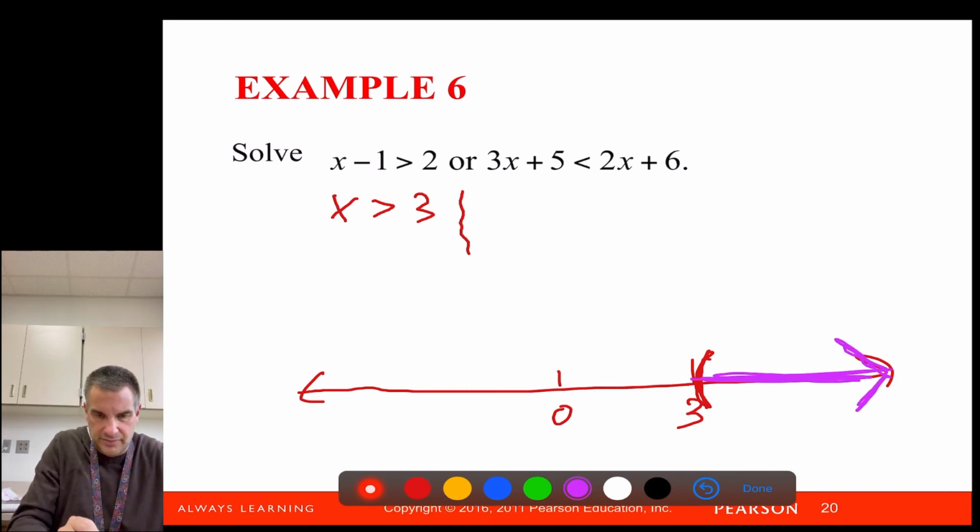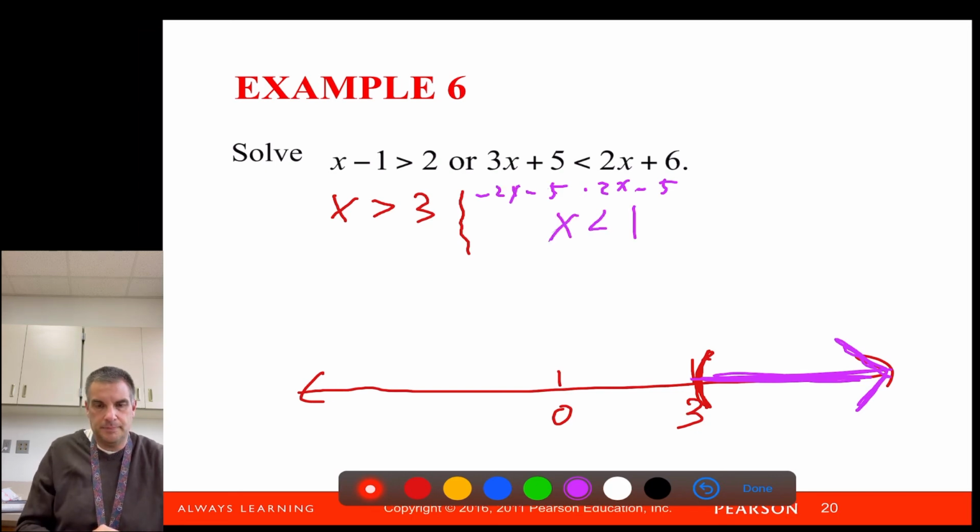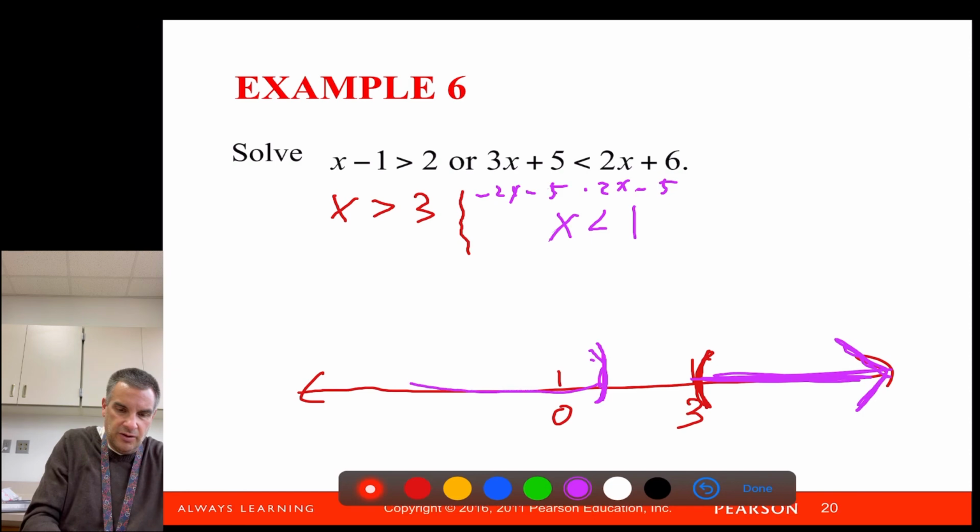I'm going to subtract 5, and I'm going to subtract 2x. So that gives me x is less than 1. So now x is less than 1. So there's 1. It's less than 1 this time, so it's going to go this direction. And now that is all of these right here.